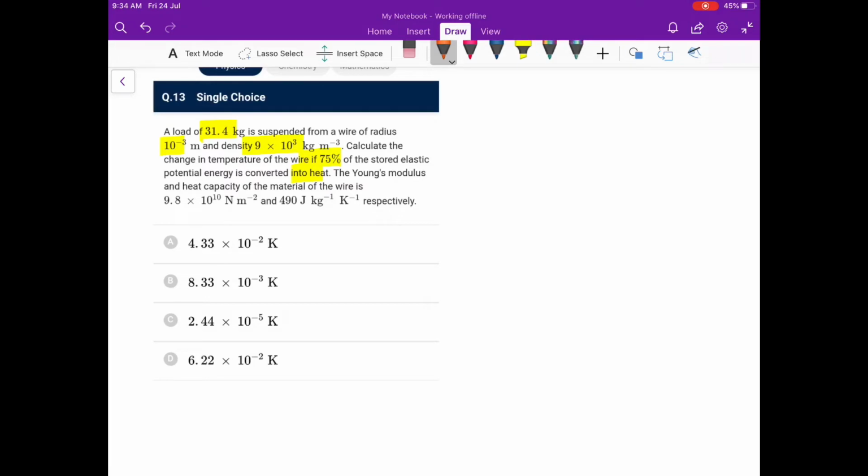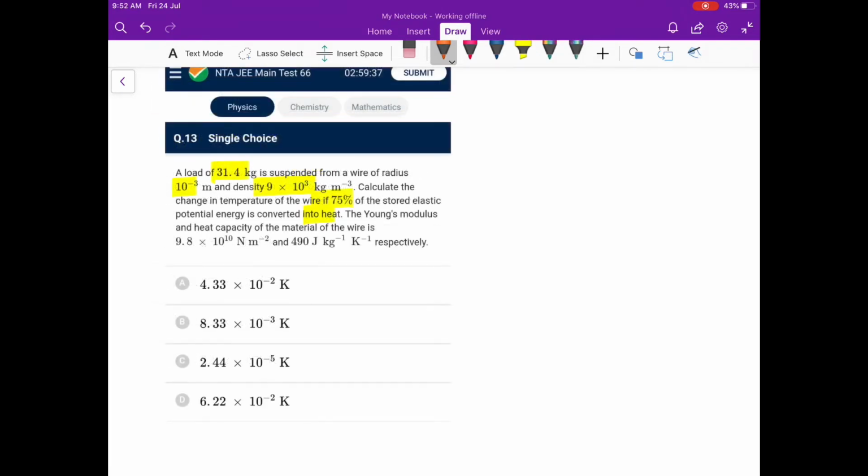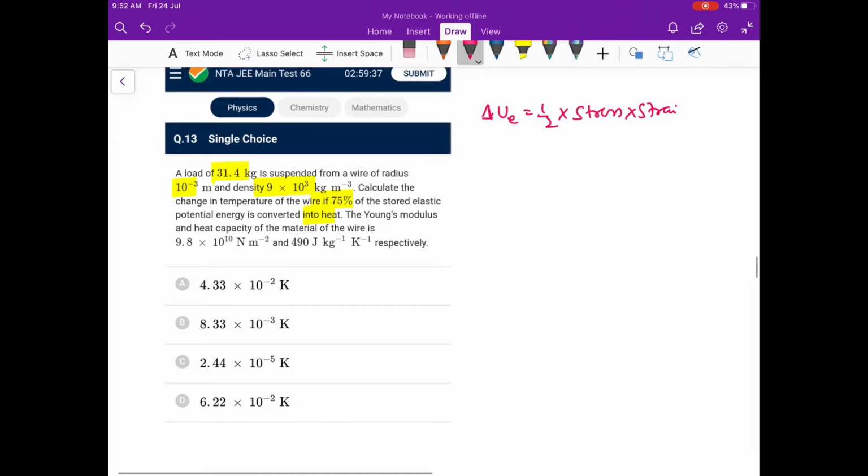First of all, what is the stored energy? Here the energy stored converts into heat energy. So first of all, what is the energy stored? That is the delta U, the elastic energy, which we generally write as half stress into strain into volume.